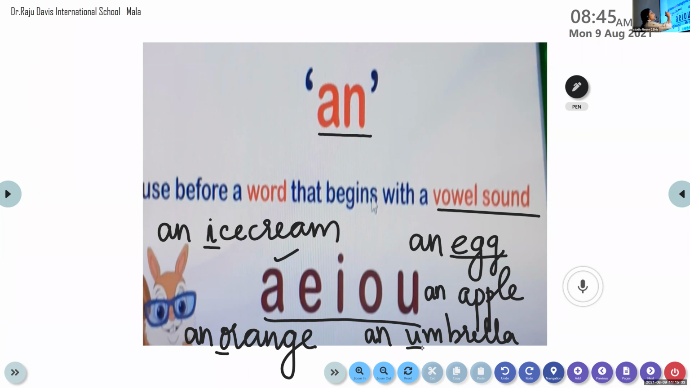So we use "an" before the word that begins with a vowel or a vowel sound. Okay, so these are the vowels. We are familiar with the vowels. A, E, I, O, U are called vowels. If a word begins with a vowel or a vowel sound, we have to use the article "an" before the word. Now let's move on to the examples.